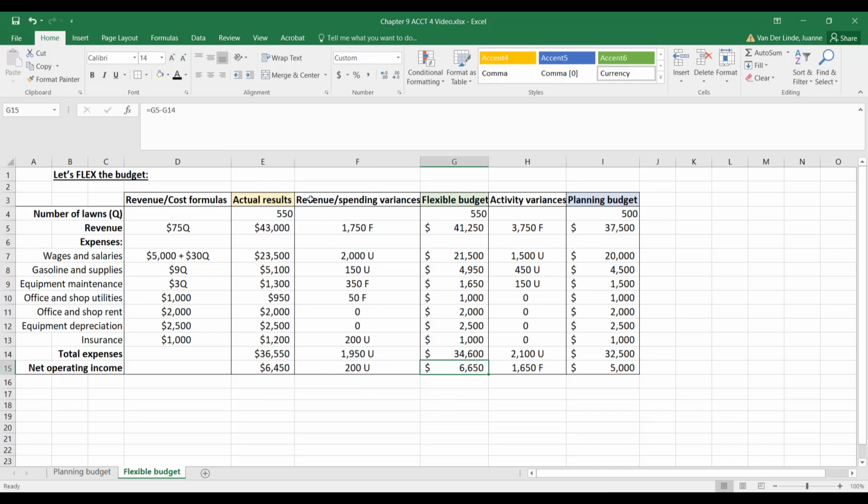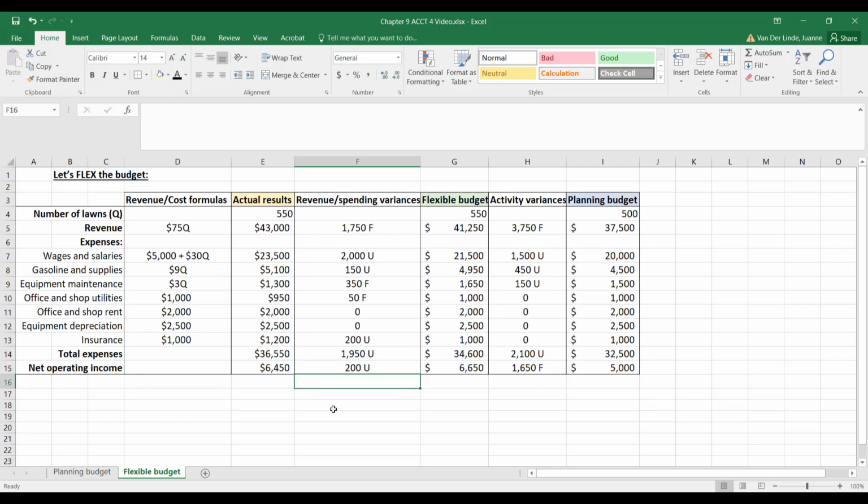Now, when we're talking about revenue and spending variances, we're talking about revenue and expenses. But net operating income, we can find its variance on its own. Technically, it's neither really a revenue nor a spending variance, it's more of a combination of the two. But when you're labeling it as unfavorable or favorable, you use basically the same logic as you use for finding the label for your revenue variance.